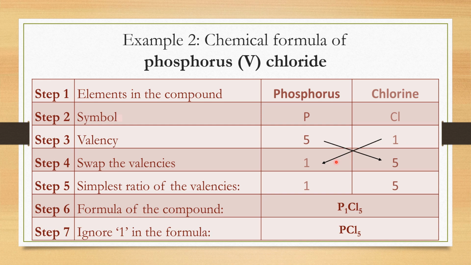On swapping the valencies, we get a ratio of 1:5. Thus, the formula of phosphorus 5-chloride is P1Cl5. Ignoring the subscript 1, we obtain PCl5 as the formula of phosphorus 5-chloride.